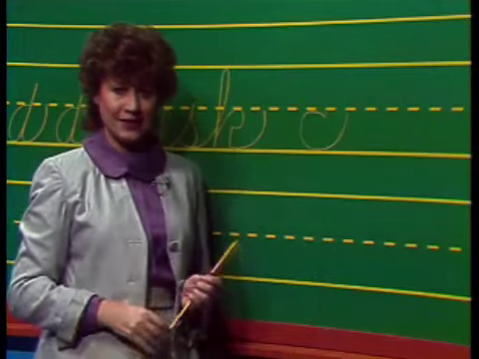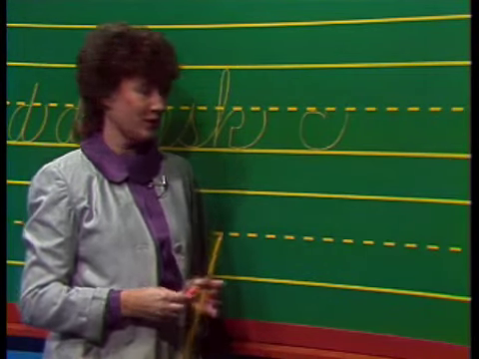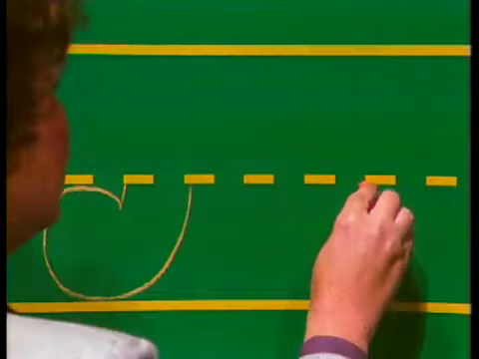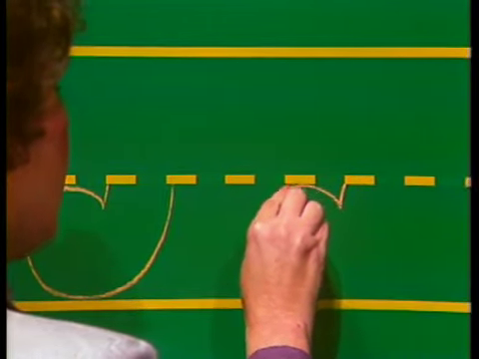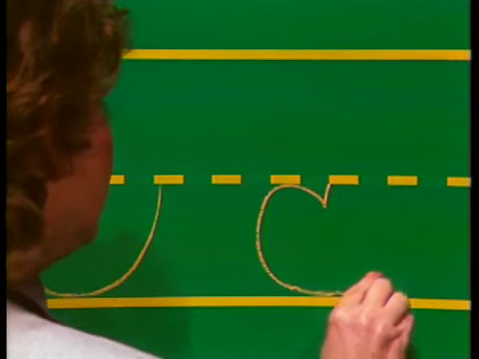We can do the letter C to the count of 2. Watch as I do that. The little touch down is 1, and then when we begin the retrace and the curving back around and down, that is the 2.